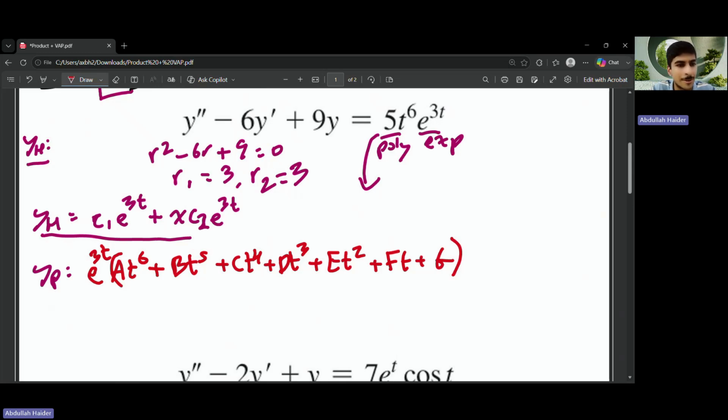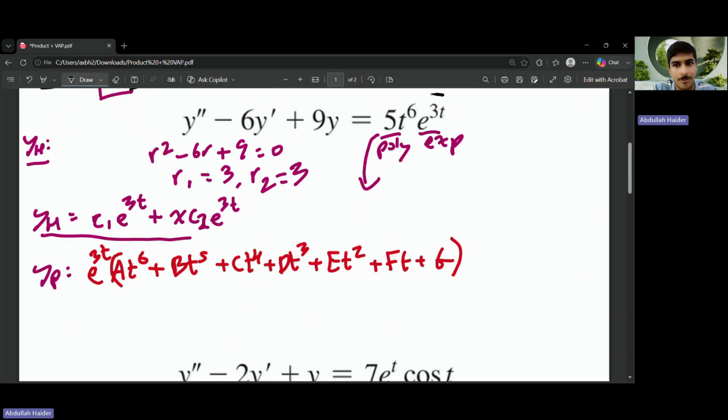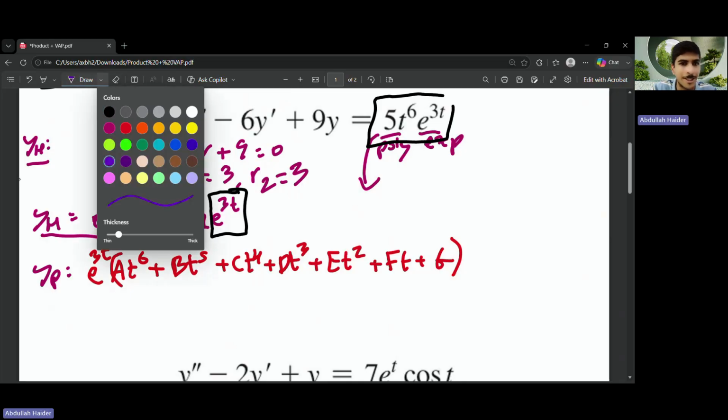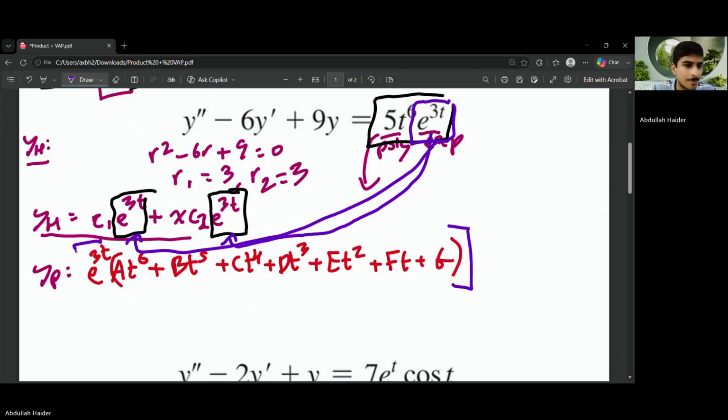Now, our final check is to check the similarity of YH and the right-hand side. So you have an e power 3t, you have an e power 3t. So basically, what we have here is appearing here twice, one here and one here. So since this is appearing twice, we multiply our whole YP by t squared, by the way, because we're dealing with t's and not x. t squared.